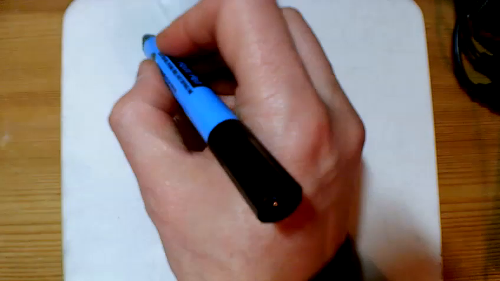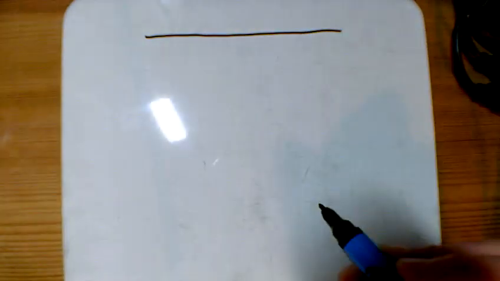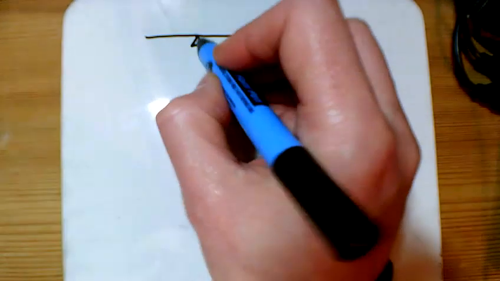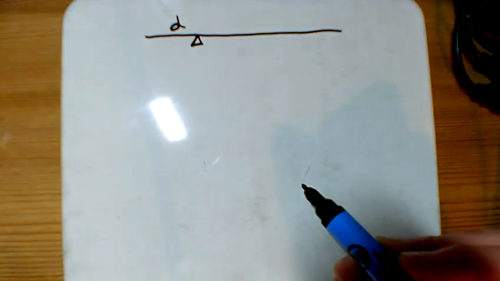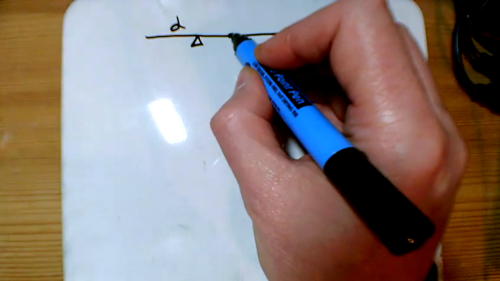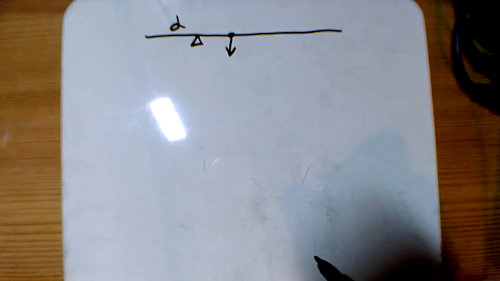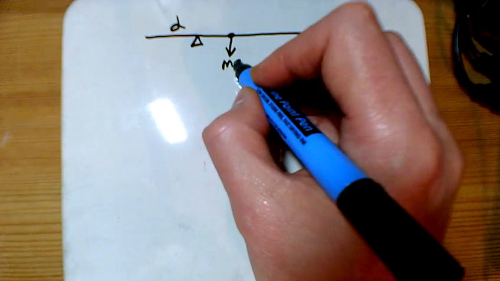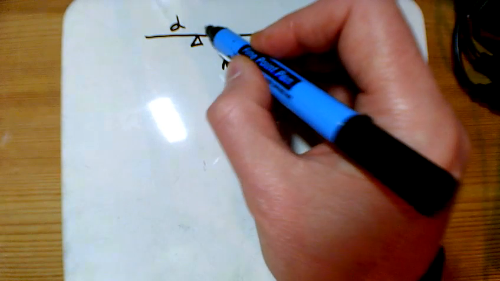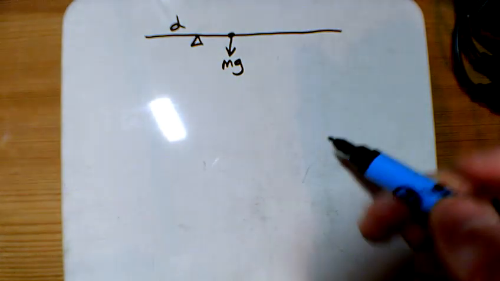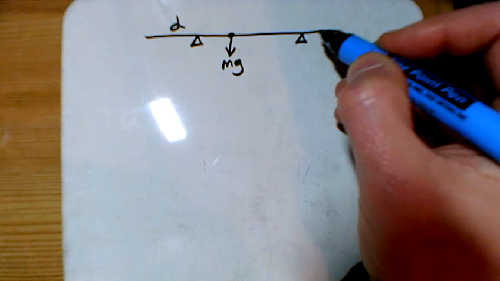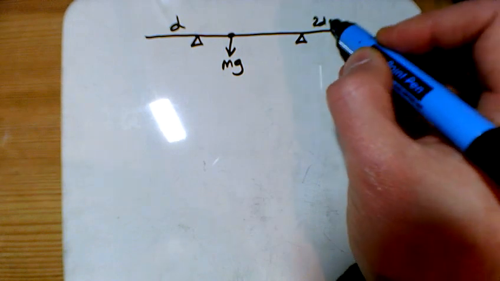Number 15, we've got a horizontal rod, and we've got a support here that is D from there. We've got a point here, E, which is the center of mass of the rod, and it's got mass M, so we'll put an mg here. We don't actually know how far that is there, do we? We've got another support here. Here to here is 2D.